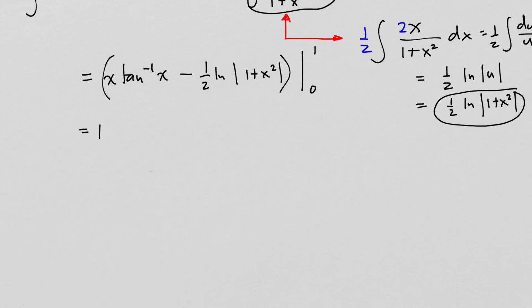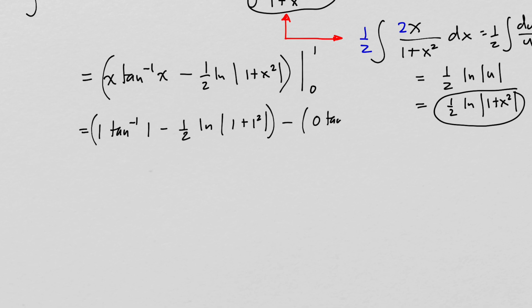So when you plug in 1, you get 1 times inverse tangent of 1 minus 1/2 natural log of 1 plus 1 squared. Minus, when you plug in 0, you get 0 times inverse tangent of 0 minus 1/2 natural log of 1, right? Because when you put 0 in here, you get natural log of 1. Natural log of 1 is 0. Inverse tangent of 0 is 0. And we end up getting 1 times inverse tangent of 1. The inverse tangent of 1 is pi over 4. And then we have minus 1/2 natural log of 2.